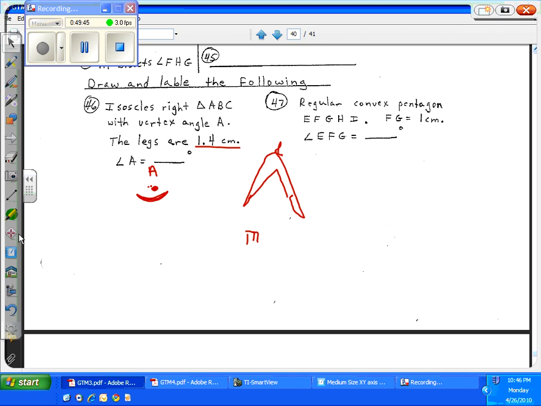and I'd make an arc, which I didn't draw a very good arc. And then I would pick any 2 points on that arc and connect, and I would have an isosceles triangle whose legs are 1.4 with a vertex angle of A and the other two sides at B and C. See how we would do that? Okay.